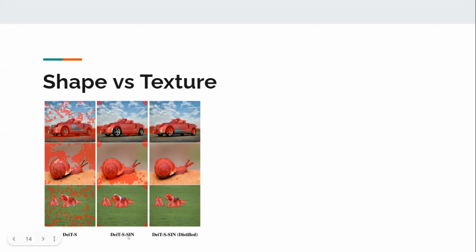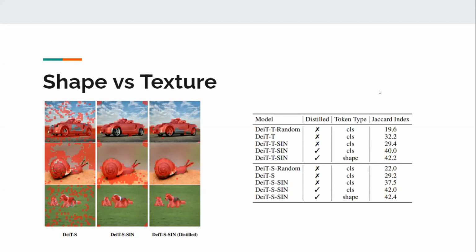Then when they add the training on the SIN, it's much more focused on the image in the foreground. And then by including the distillation token, a lot of this excess noise from the background is gone, and it is more easily segmented into its pieces. This mask can be compared using intersection over union with the ground truth to create what's called the Jaccard index. And we see by implementing these extra things, such as the training with SIN and then including the distilled class token and then including the distilled shape token, we increase this rating, which makes it better.